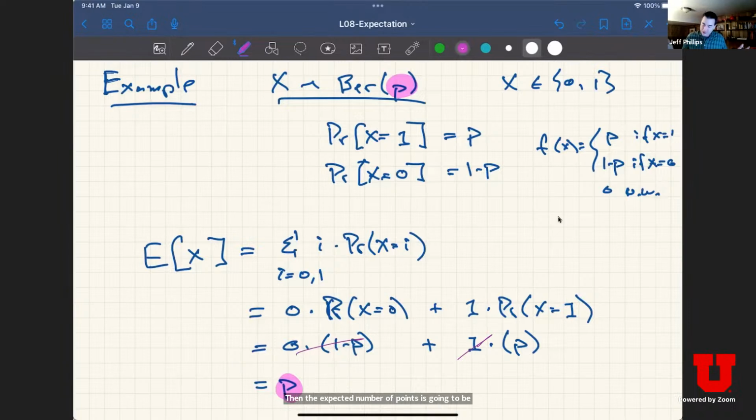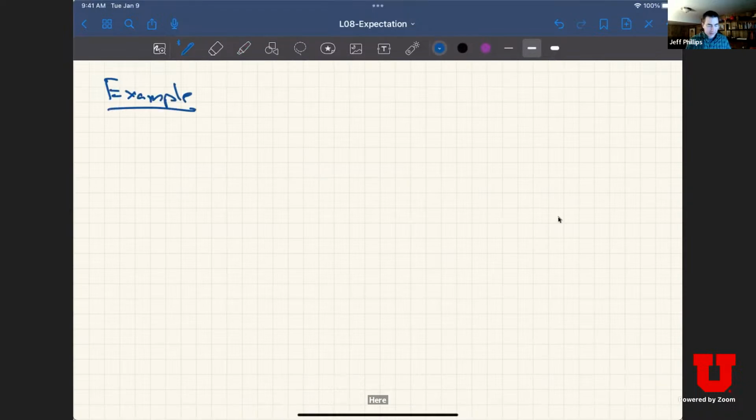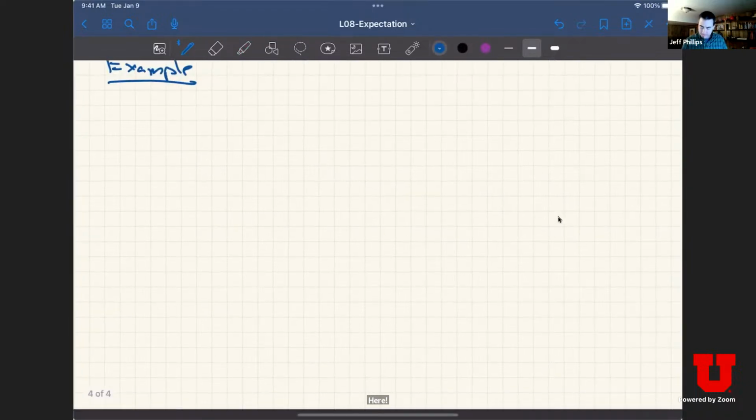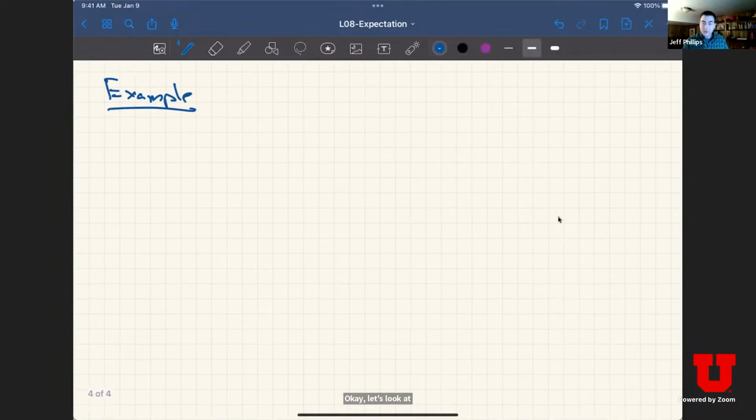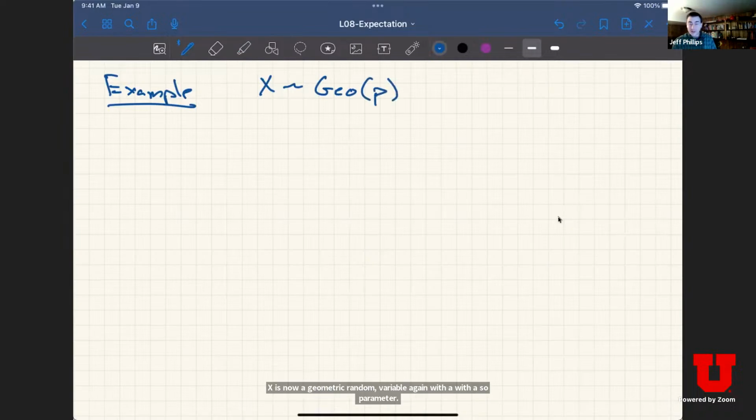Right, so okay, great. So this is a pretty simple example. Let's do a little bit more complicated example here. Let's look at a geometric random variable. X is now a geometric random variable, again with a parameter P. So the expectation is going to depend on this parameter P.